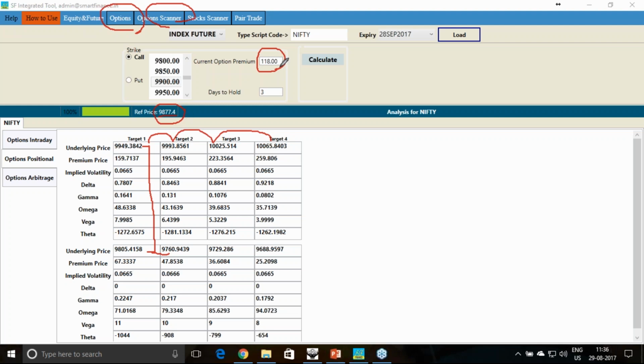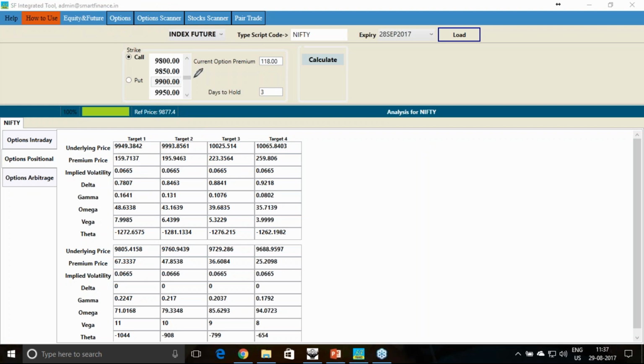Suppose you are buying this 9900 call option here at 118 rupees. Whenever you are going to do a positional trade, you need to enter the trade at the current price. So if you are buying at 118 rupees, then your stop loss will be 67 and your targets will be 160, 159.70. The next target will be 195, and the optimum target you can achieve, if a great amount of move happens, will be 259.8 or 260. So this is what you can do.